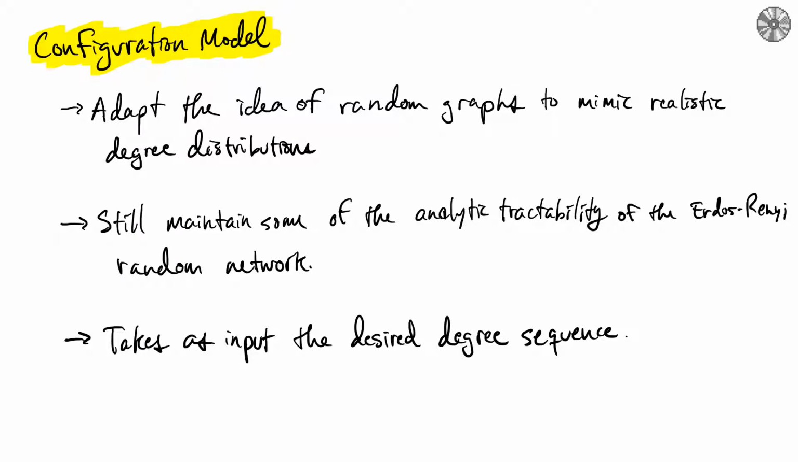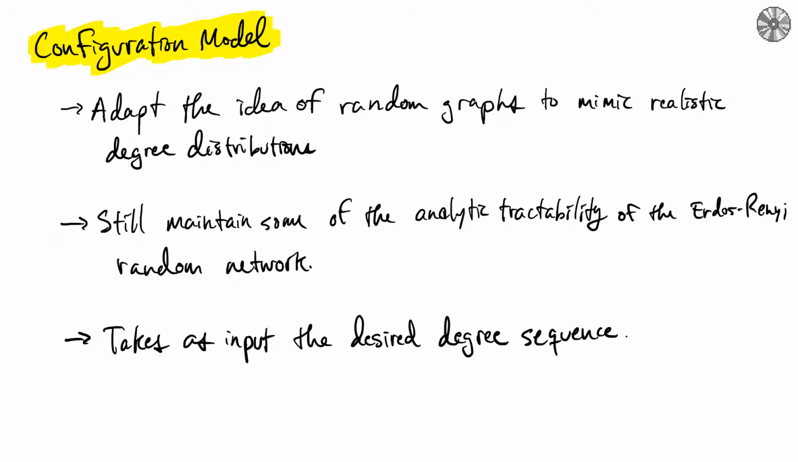One of the most significant drawbacks of using the Erdos-Renyi random graph model is the fact that its degree distribution is not very representative of any real network. The configuration model, you can kind of think of it as a variation on the Erdos-Renyi random network model that will exactly mimic a given degree distribution.